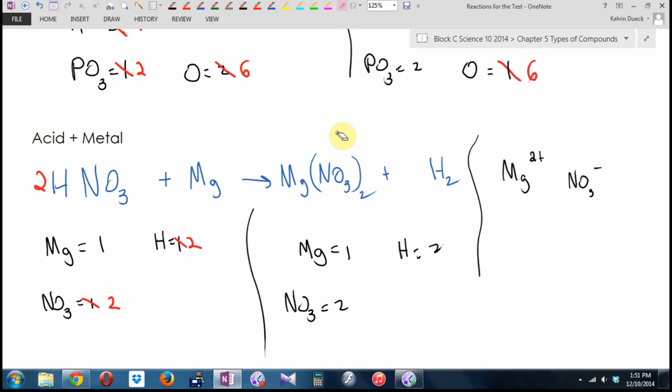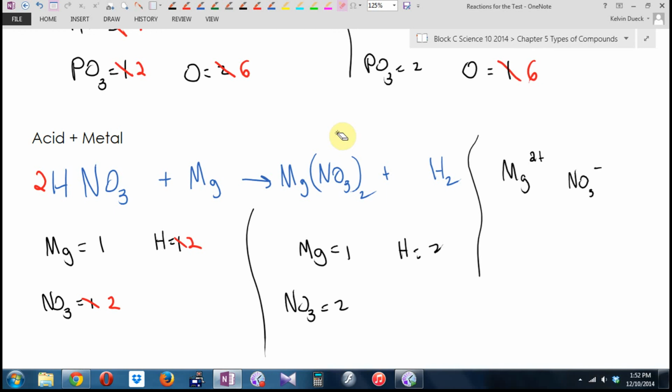That's the last page of the test. Now, what else is going to be on there? You've got to be able to recognize an acid and a base and an organic and an inorganic and a salt. How do I know it's a salt? It's not an acid or a base or an organic or an inorganic, and it's a metal plus a non-metal.